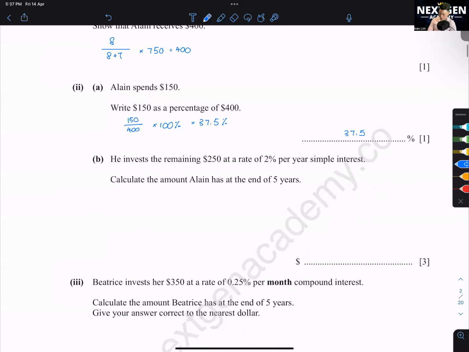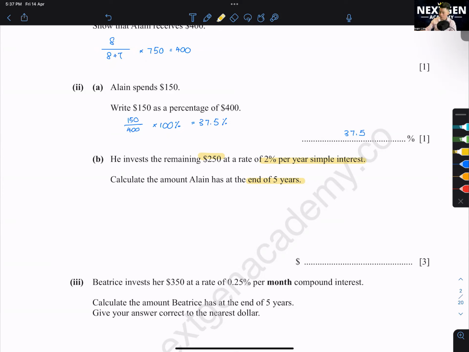Question B. He invests the remaining 250 at a rate of 2% per year simple interest. Calculate the amount he has at the end of 5 years. We have to remember simple interest, compound interest will confirm come out. If you look at this paper, there are about 9 marks just based on simple interest and compound interest. So if you totally forget the formula, you've wasted the 9 marks already. Make sure you all know this one.